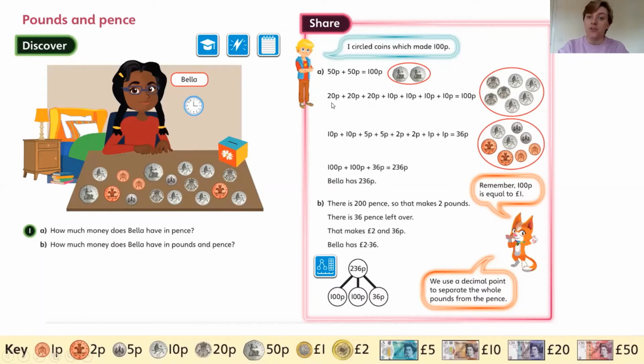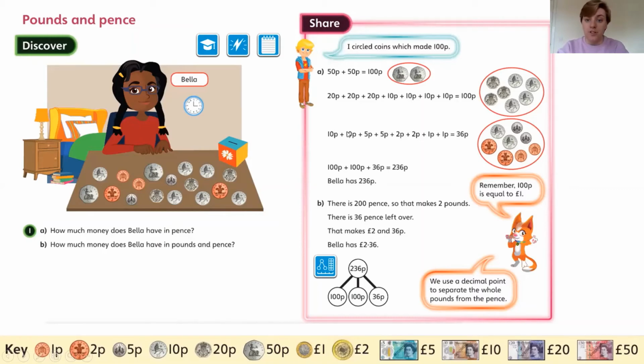And then he's gone and looked for some more coins that would add together to make 100 pence. And he's picked out the 20p, the 20p, and the 20p, and the 10p, 10p, 10p, and 10p. So he's got all of those coins together, and added together, they make 100 pence. And then he's added together what was left over.